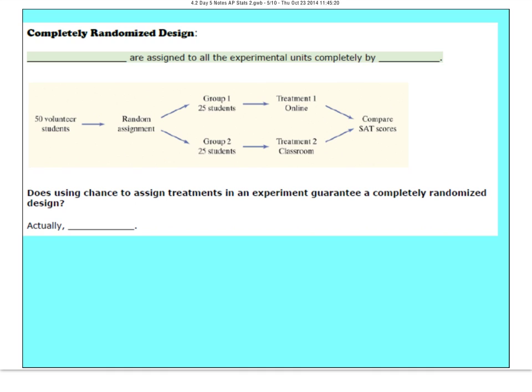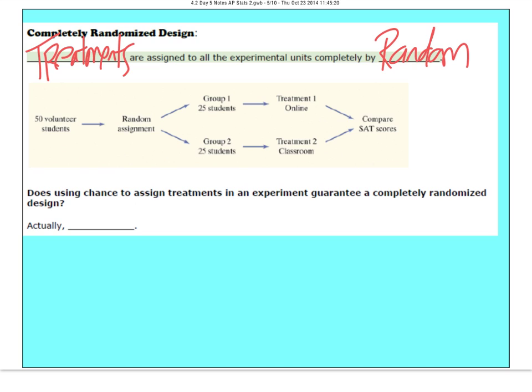Let's talk about how you set up the completely randomized design. The first thing you want to do is have the treatments assigned to all of the experimental units, and it should be completely done in a random fashion. Now I'm going to show you a really nice way to lay out the randomized design. The AP board really doesn't mind this diagram. They actually kind of like it versus the words.